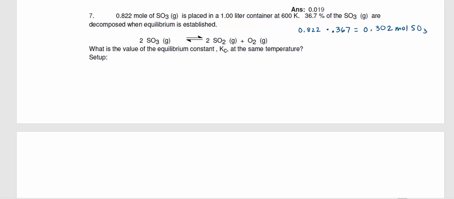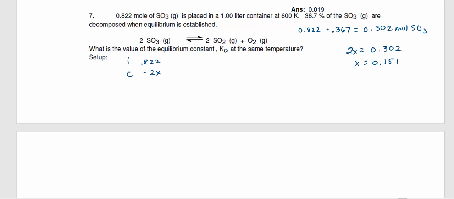Now, initially, I have 0.822, and I'm going to change it by some amount, x. Well, this amount, x, is equal to 0.302. So I can solve for x, and x is 0.151.